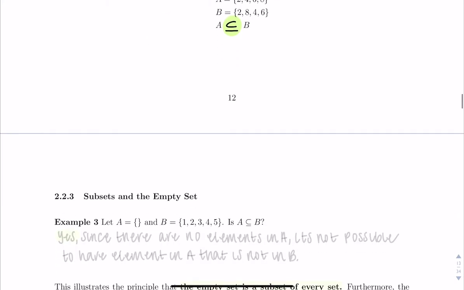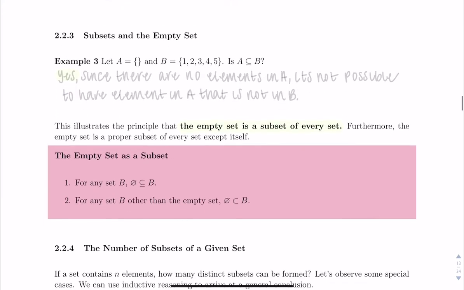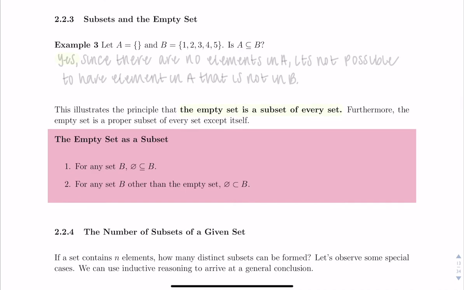For example 3, if we let A be the empty set and B is 1, 2, 3, 4, 5, is A a subset of B? So in order to prove it's not a subset, we have to find an element in A that's not in B. Well, the empty set has no elements. So there's nothing in A that cannot be in B. And so A is a subset of B.